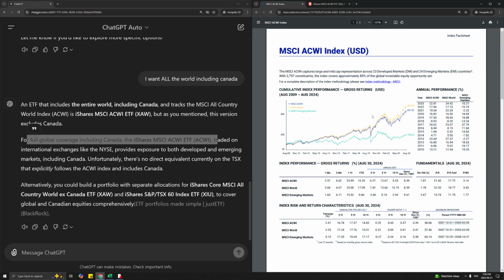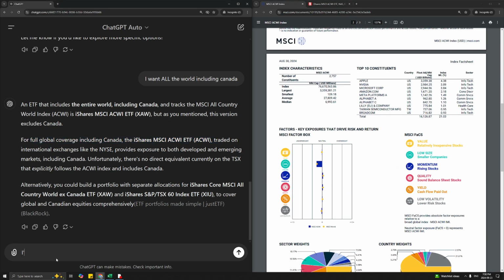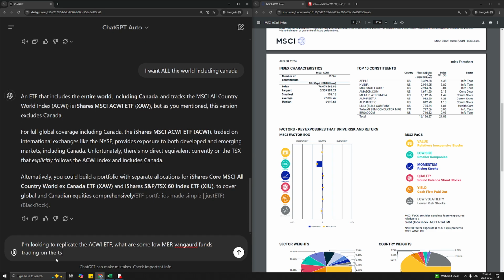Now let's ask ChatGPT. I'm looking to replicate the ACWI ETF. What are some low MER Vanguard funds trading on the TSX that I can use to replicate the geographic weights? I just like Vanguard.